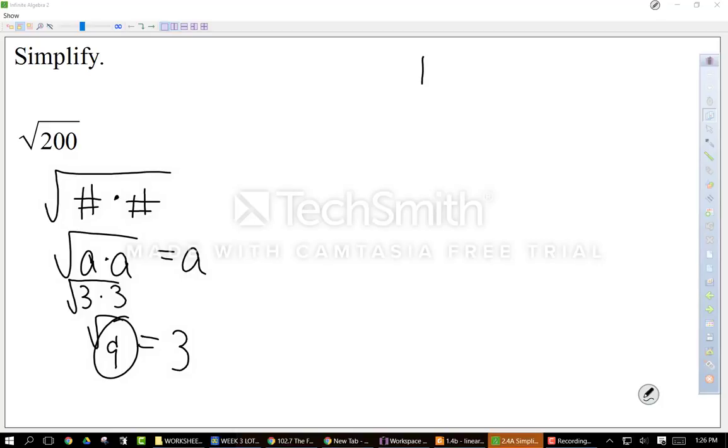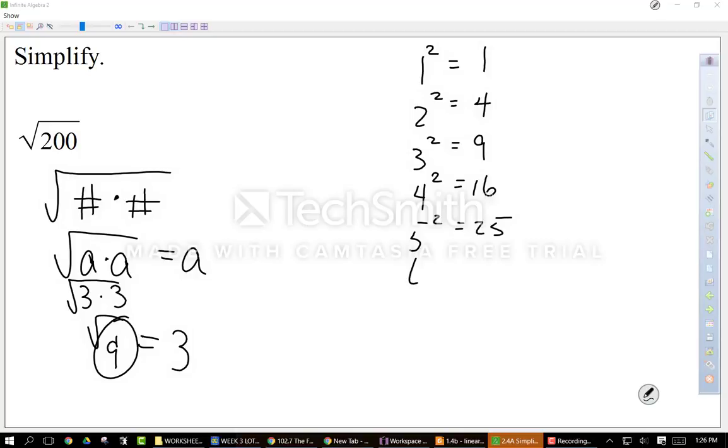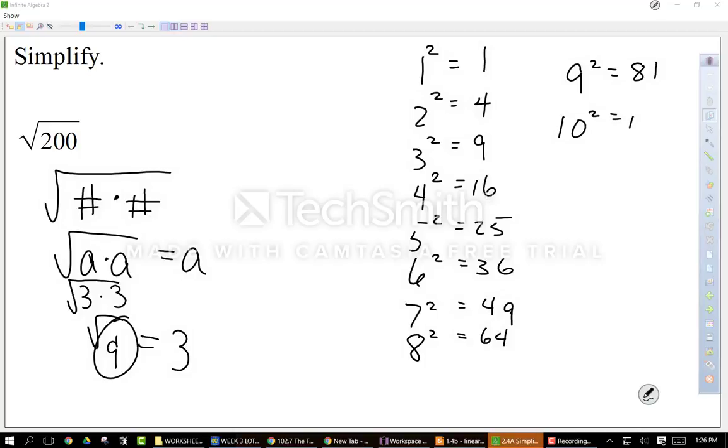So perfect squares. 1 squared is 1, right? 2 squared is 4. 3 squared is 9. 4 squared is 16. 5 squared is 25. And we're going to keep on going up to 15. 6 squared is 36. 7 squared is 49. 8 squared is 64. Okay, hopefully you're still with me. 9 squared is 81. 10 squared is 100. Those should probably be memorized up through at least 10 squared.